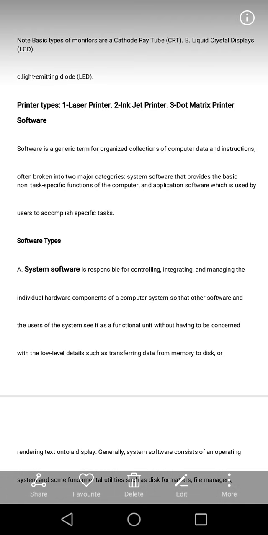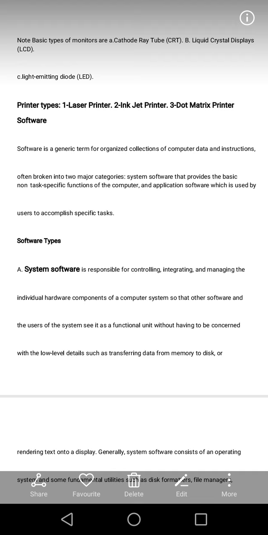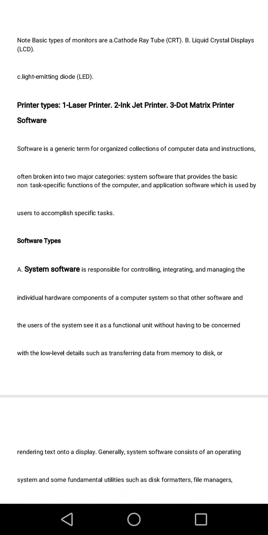Note that there are three monitors used in computer. First one is CRT, that means cathode ray tube. Second one is LCD, that means liquid crystal display. And third one is LED, that means light emitting diode. There are three types of printer. First one is laser printer, second one is inkjet printer, and third one is dot matrix printer.